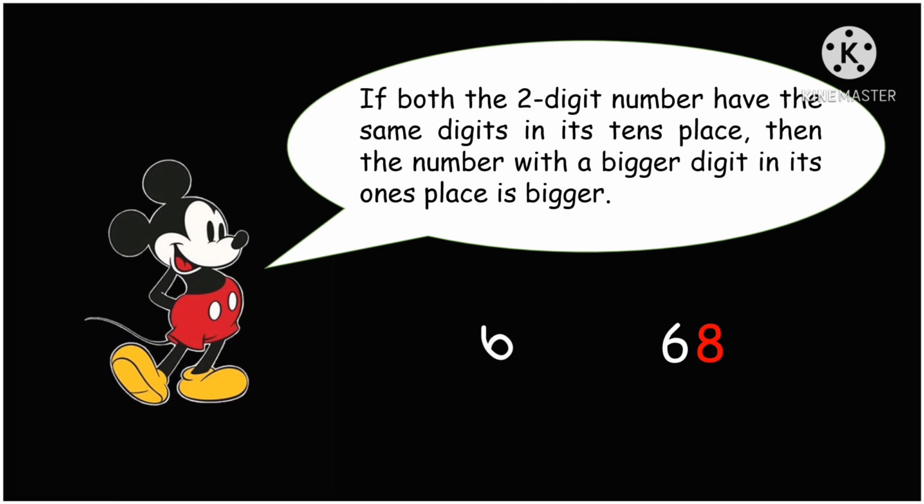68 and 65. We can see in both, the digit in the tens place is 6. So we will compare the digits in the ones place. In 65 and 68, the ones place is 5 and 8, where we know 5 is less than 8. So we can say 65 is smaller than 68.